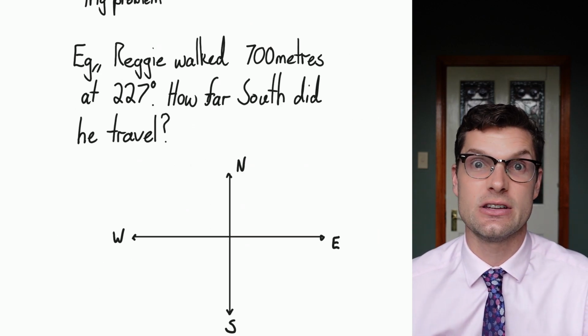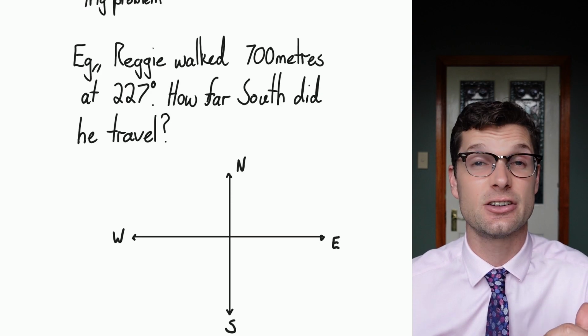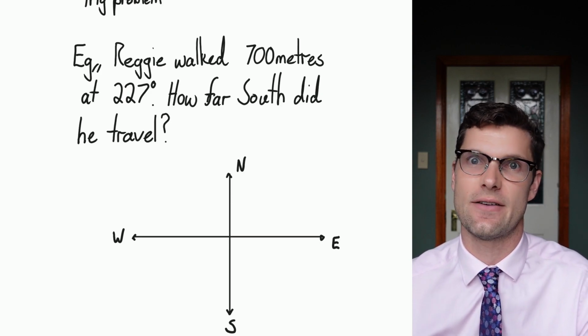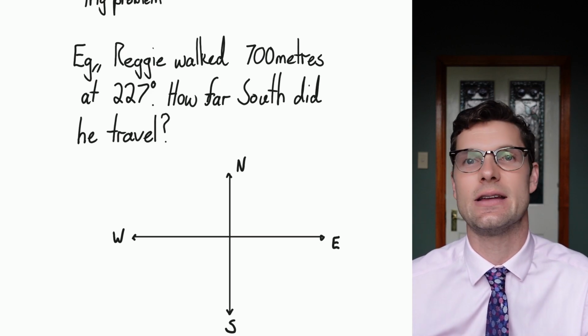So we're going to have a look at a question now. We've got this guy Reggie, and he's walking for 700 meters at a degree of 227. So that means we know that he is going southwest. He's in between south and west.